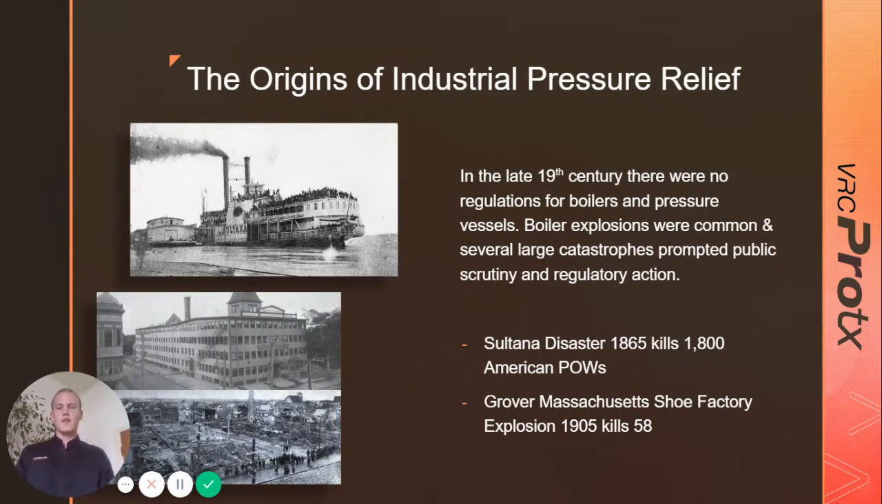Industrial pressure relief has its origins in the late 19th century. At the time, industrial boilers were used widely, but there were no codes or standards used to design them. There were several large catastrophes that prompted regulatory action, including the Sultana disaster in 1865, which is one of the largest single disasters in U.S. history. There were also several shoe factory explosions on the East Coast.